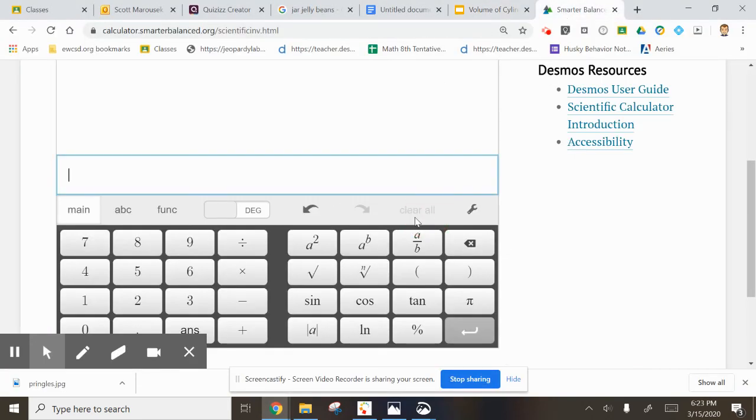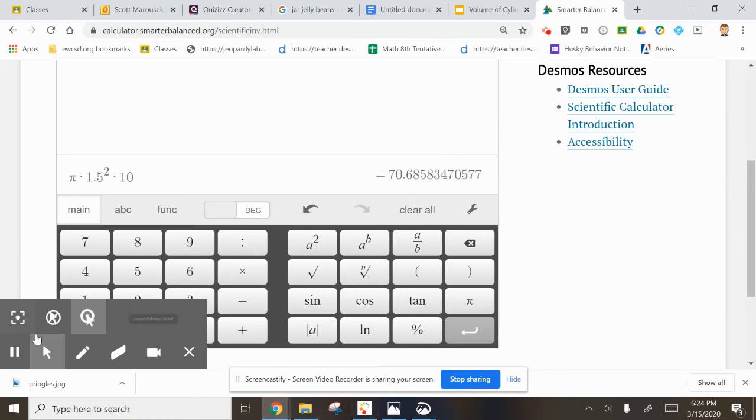So we're going to clear all this. We're going to go pi times 1.5 squared times 10. Round to the 10th. I look at the 10th. Am I going to bump that 6 up to a 7 or just let it rest? Well, I have to look at this right there. That 8 tells me that the 6 goes up to a 7. So it becomes 70.7, if we round it to the 10th. Alrighty.